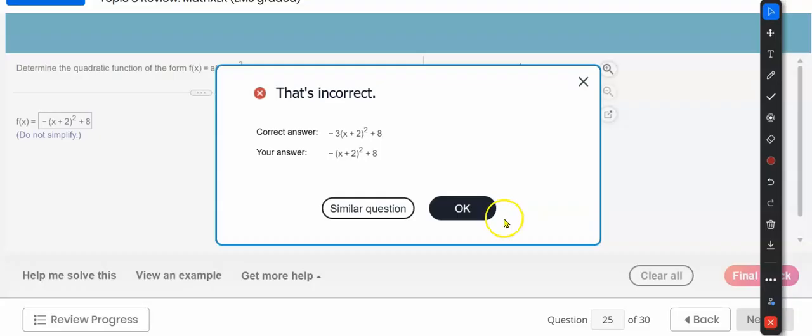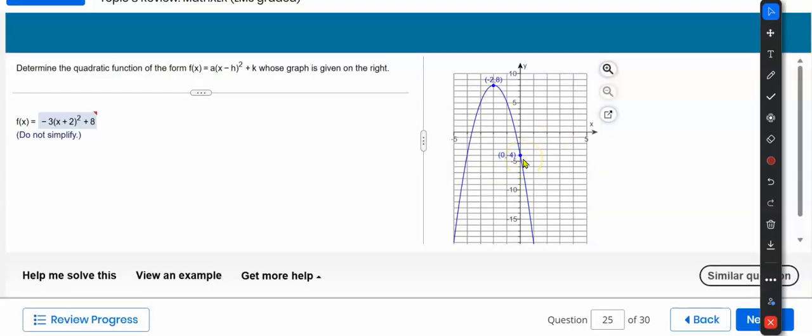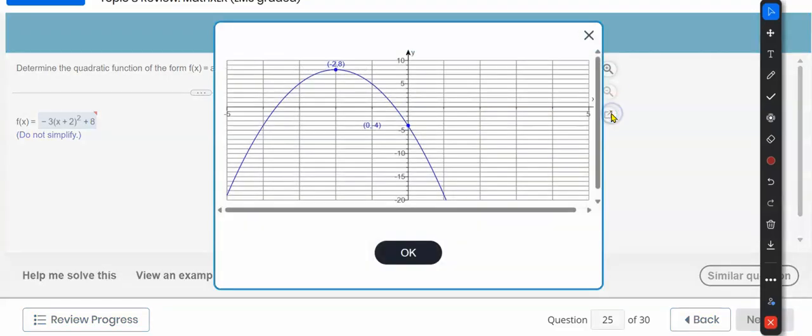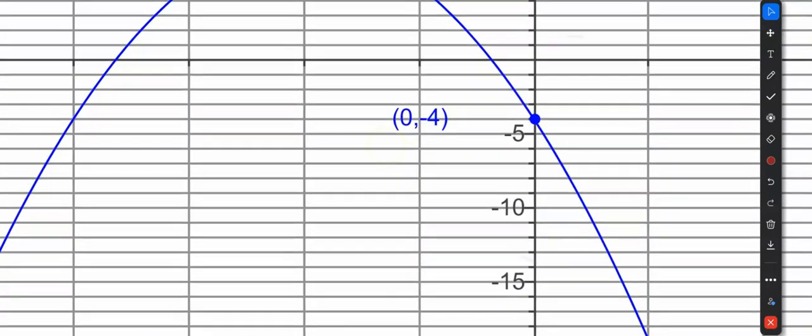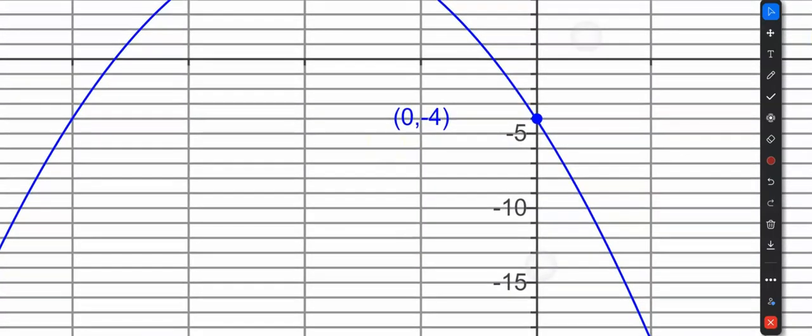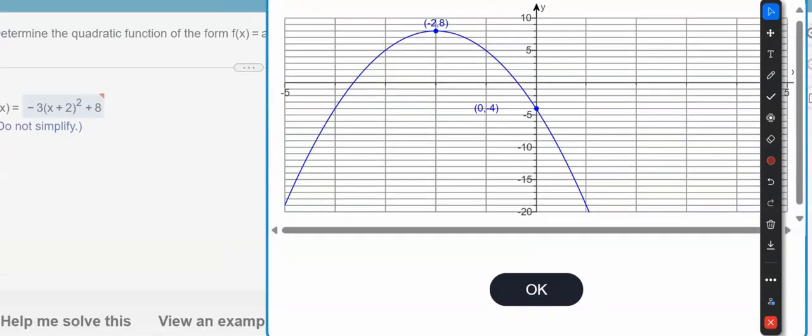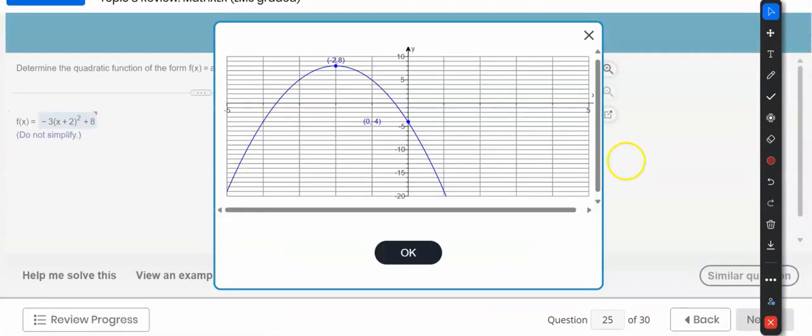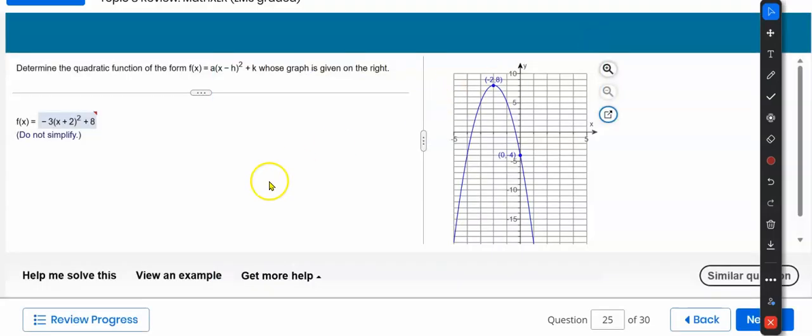Correct answer, -3. Did I miss a negative sign? Look what I did wrong. Look at that right there. What's in front of that 4? -4. Yeah, you can't tell because it's so tiny, it's almost on the line. And so you couldn't see it, and I didn't pay attention to the fact that it was underneath the line. Okay, all right, we'll try that again.